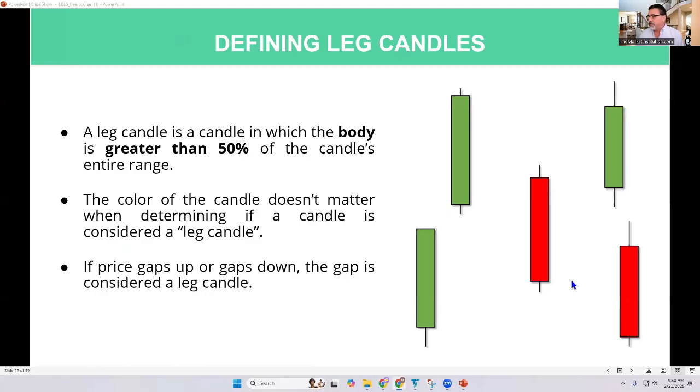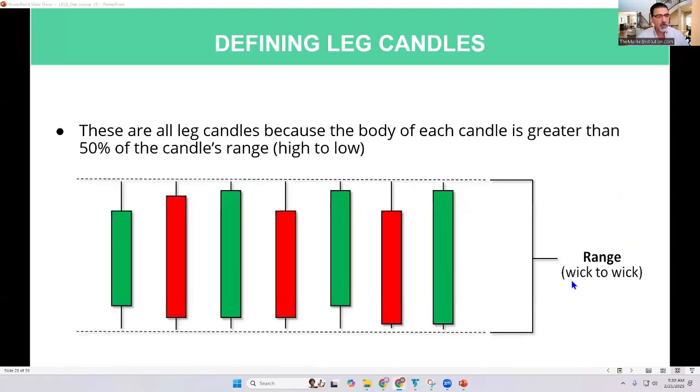So, some definitions here. A leg candle is just real simple. It's just a candle where the body is greater than 50% of the entire range. The color of the candle does not matter when determining if a candle is considered a leg candle. If price gaps up or gaps down, we also consider that a leg candle when we are analyzing stocks. Now, these are all pictures of leg candles.